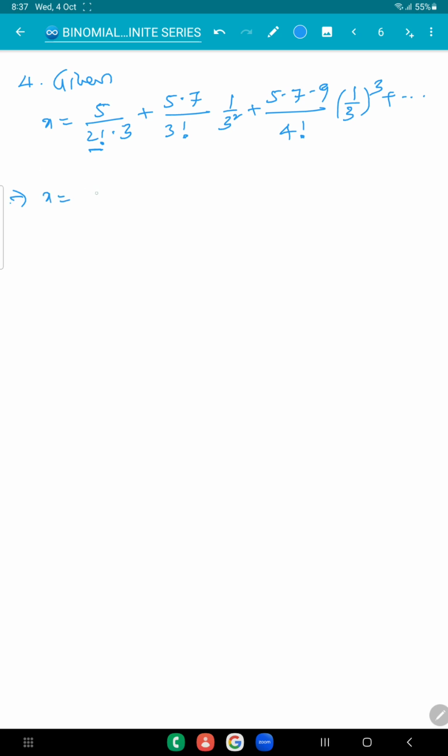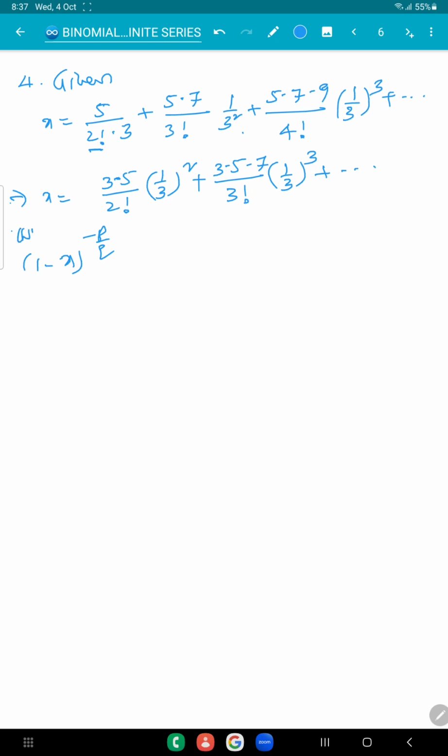x is equal to 3 into 5, multiplication and division by 3 here, 1 by 3 whole square, multiply with 3 here, 1 3 5 7 by 3 factorial into 1 by 3 whole square is there. So 1 3 is multiplied and divided and so on. So if we compare this one with 1 minus x whole power minus p by q, what will you get? 1 plus p by 1 factorial into x by q plus p into p plus q by 2 factorial into x by q whole square plus and so on, right?